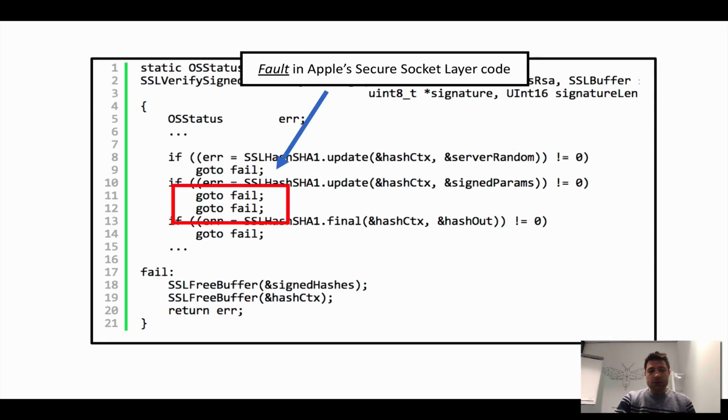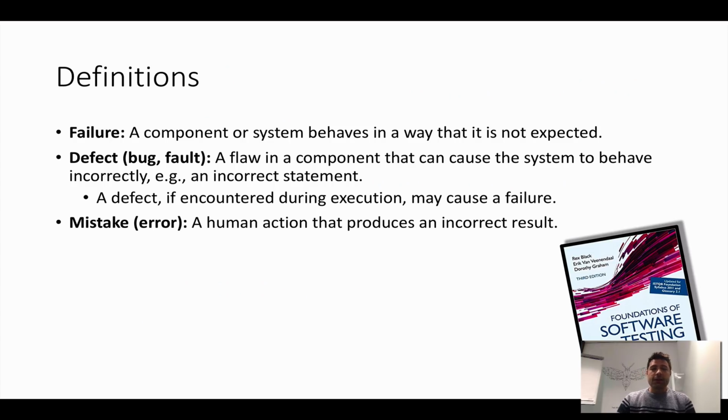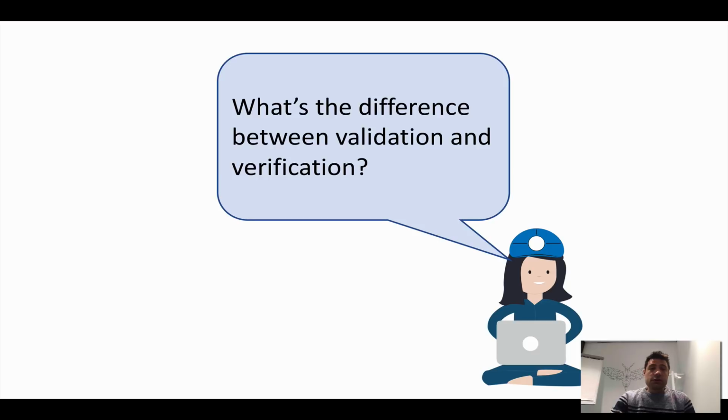I showed you an example. This was from Apple's SSL layer. There were two gotos. This is a bug. And finally, the mistake. The mistake is the human action that produced the incorrect results. So ourselves as developers, we make mistakes. These mistakes are usually reflected as bugs in the source code, so incorrect statements in the source code. And if this bug is executed in production, this will become a failure. These are three important terms that we have.